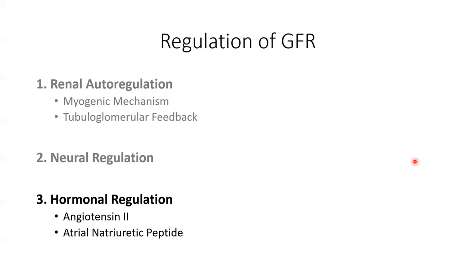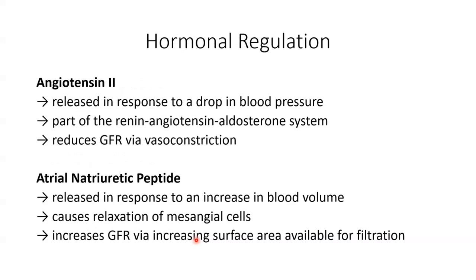The final method by which glomerular filtration rate is regulated is through the release of hormones. These hormones are angiotensin II and atrial natriuretic peptide. So both of these hormones we're going to talk about again in learning objective number 3, I think it is, when we summarise the impact of hormones on renal physiology. But briefly, angiotensin II reduces our glomerular filtration rate, while our atrial natriuretic peptide increases our glomerular filtration rate.